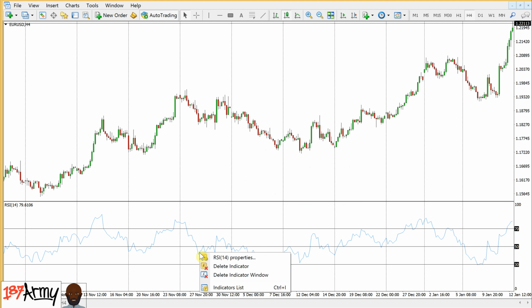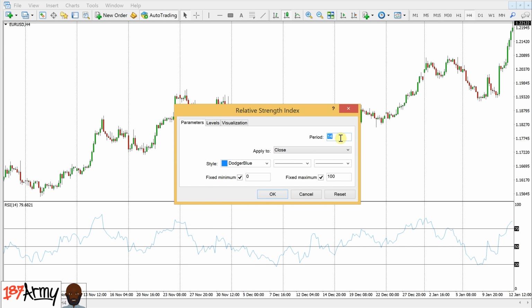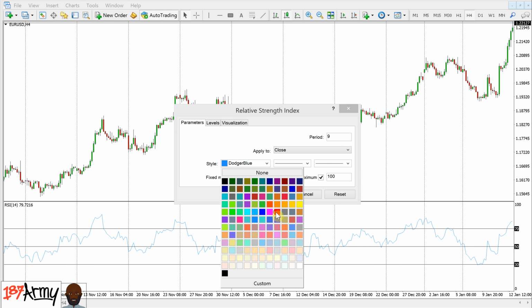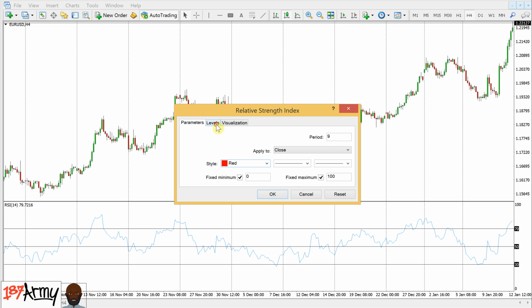So you right click on the RSI, properties. What works best, the period, based on my experience over the years and a lot of tests, is the period 9. So it's not too reactive, but it's reactive enough for you to identify changes in the RSI. Also, I like to change this color to red so I can see it easier. You can change it to any color you like.